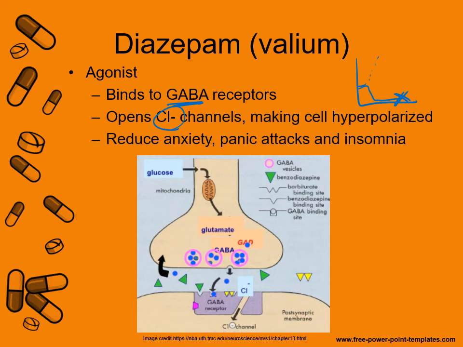So diazepam is going to act just like GABA. It binds to GABA receptors. It's going to open up that chloride. It's going to shut down the cells. And when it shuts down the cells, it reduces the feelings of anxiety. It reduces panic attacks. And it also reduces insomnia, helps some people sleep. It is an agonist. It acts like GABA.